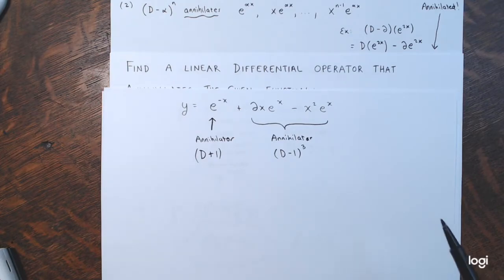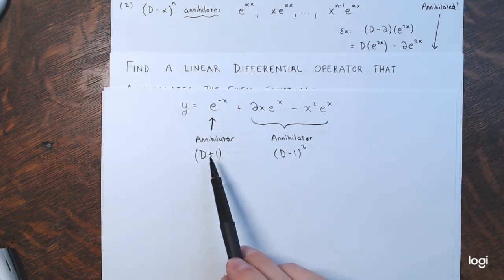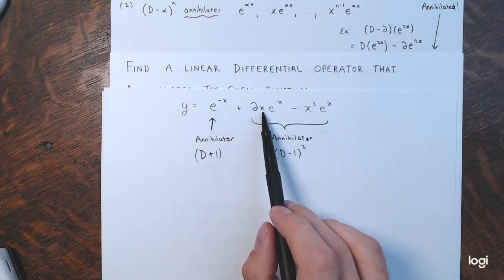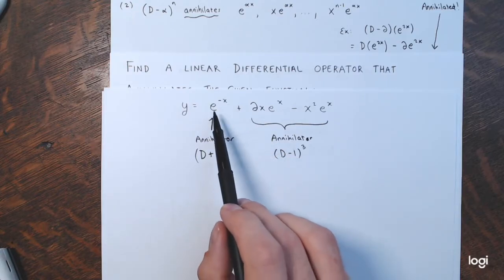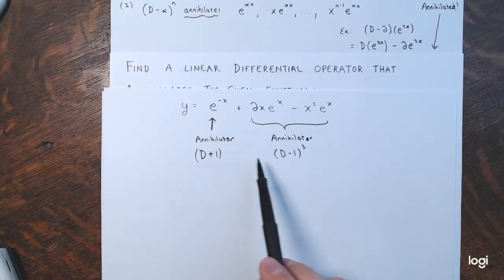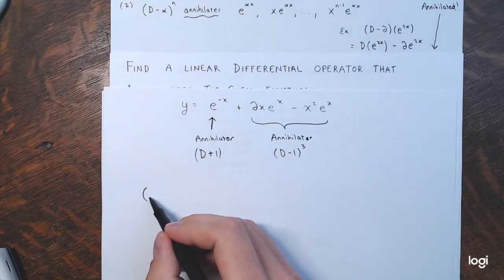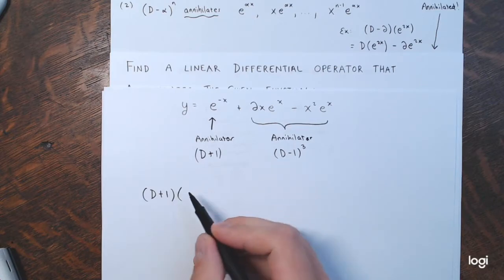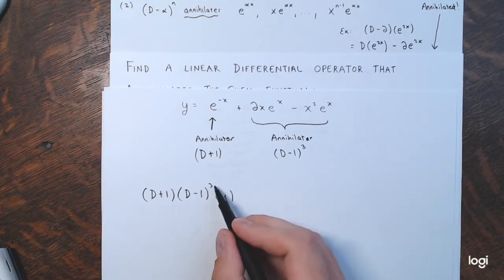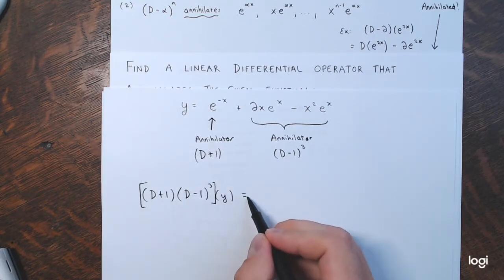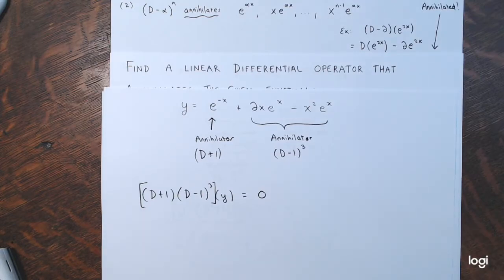And then you can check for yourself that D plus 1 would not annihilate these two terms, and D minus 1 cubed would not annihilate e to the negative x. So then their product would, though. So D plus 1 times D minus 1 cubed, applied to y, would annihilate y, would make that 0. So the linear operator I'm looking for here is D plus 1 times D minus 1 cubed.